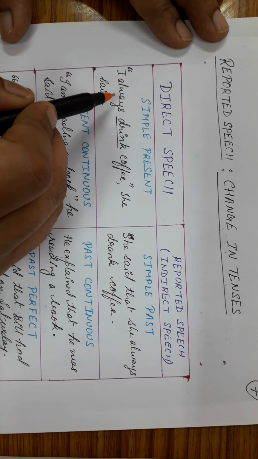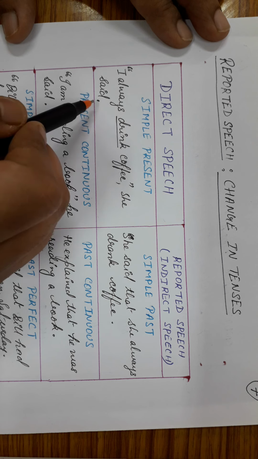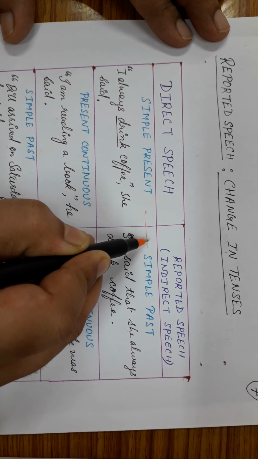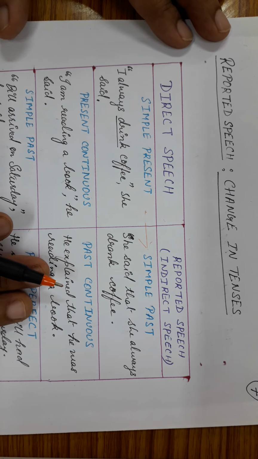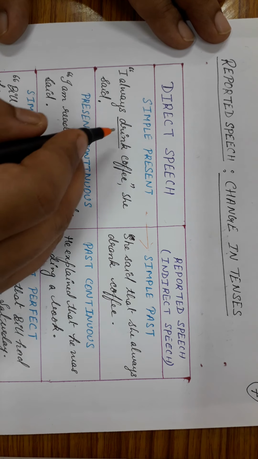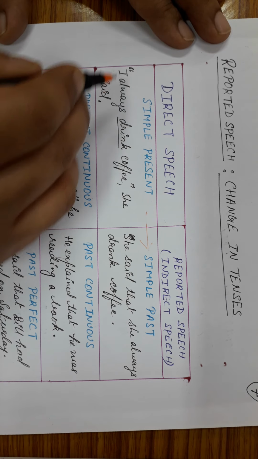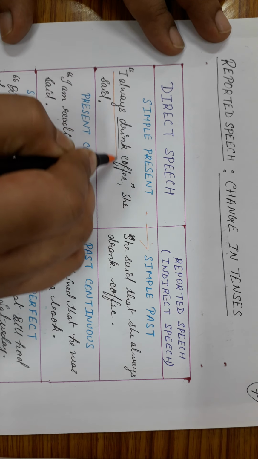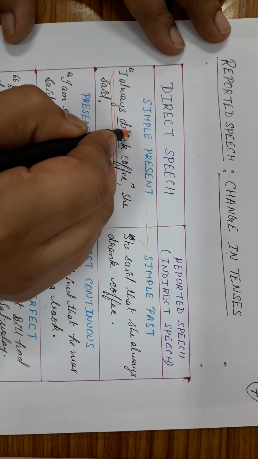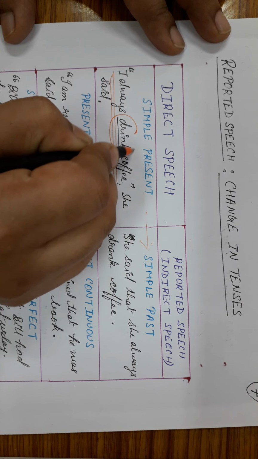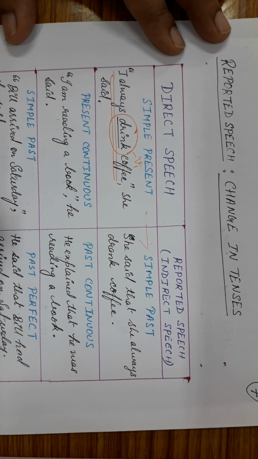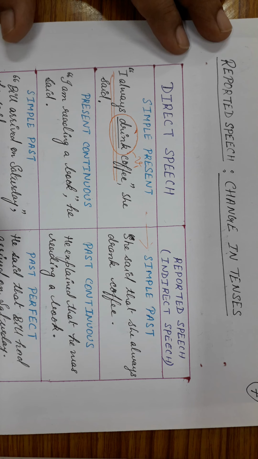When the direct speech is in simple present, that converts into simple past. For example, "I always drink coffee," she said. Now, how can you determine this particular reported clause to be in simple present? The only way to find out is to look at the verb. This verb is in V1 form, or the first form of verb, drink.